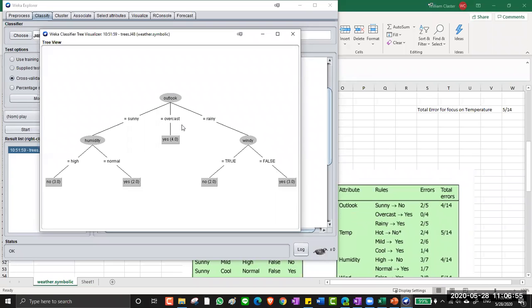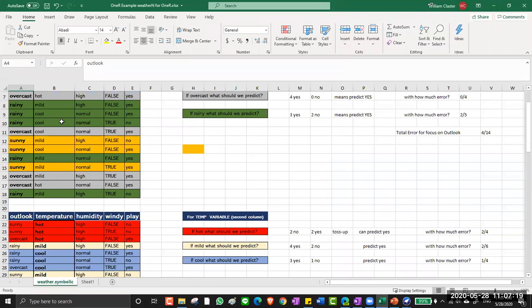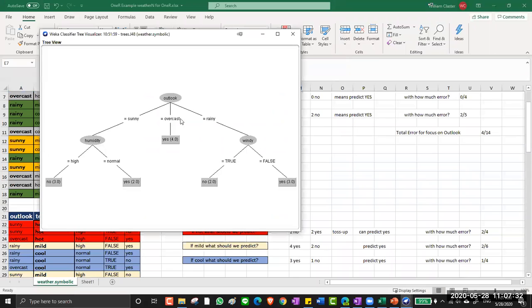And what does it mean that it's best? It means that basically the idea is that it makes the least amount of errors, which means that if we predict overcast, we talk about the purity of the result. The purity of the result is when we predict overcast, we get all yeses. So we get a completely pure result of all yeses. That's sort of the ideal. That's the best thing that could happen, right?